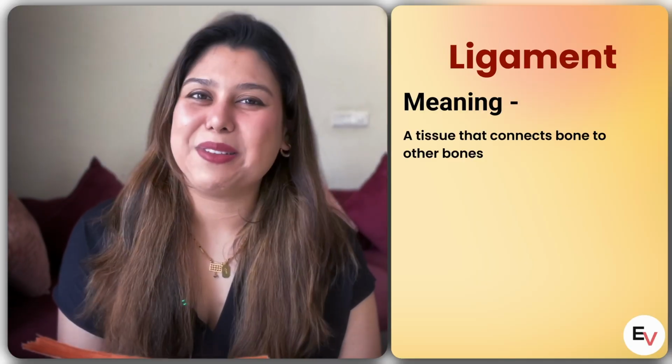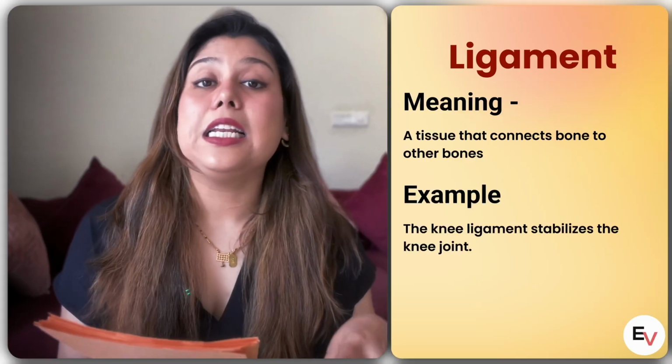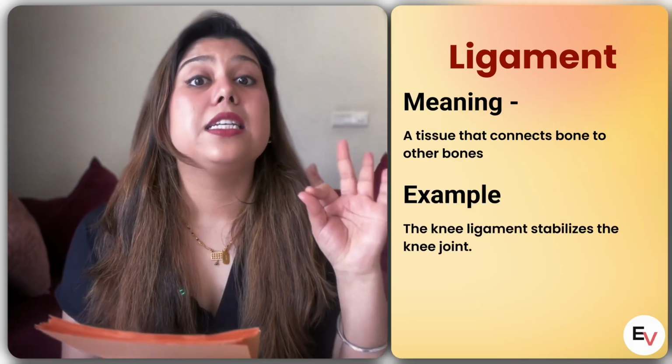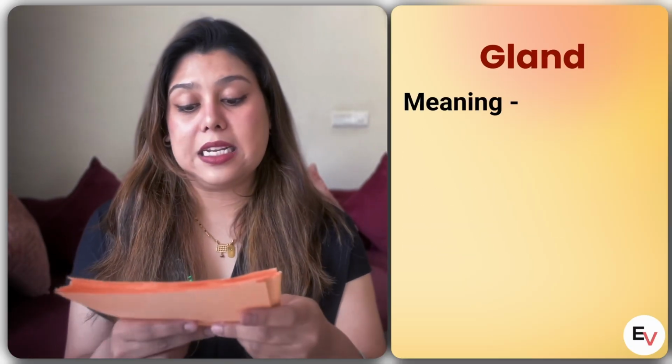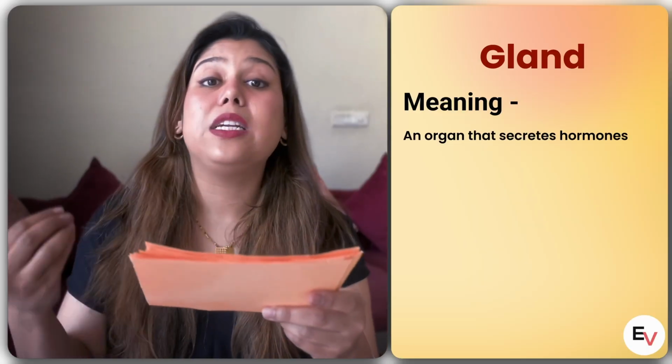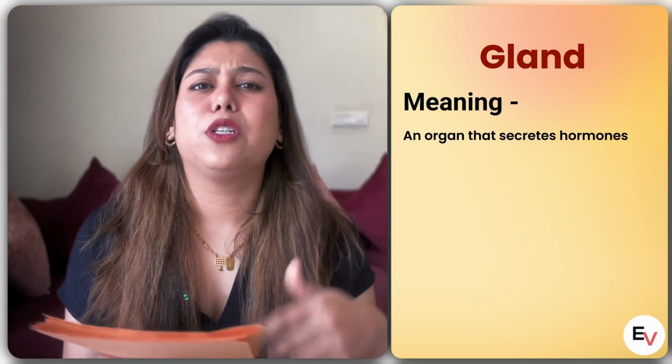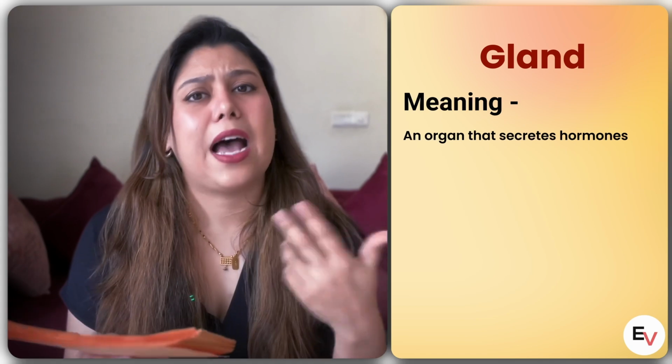Let's frame a sentence with this word. The knee ligament stabilizes the knee joint. Moving on to your next word, gland. Repeat after me, gland. It means an organ that secretes hormones, like the pituitary gland or the thyroid gland.